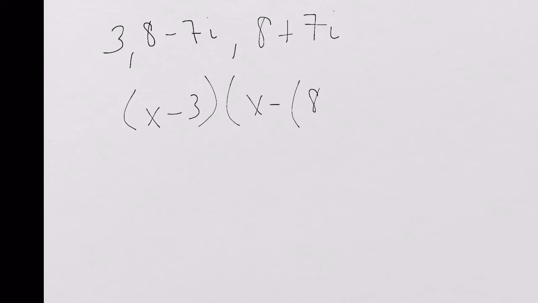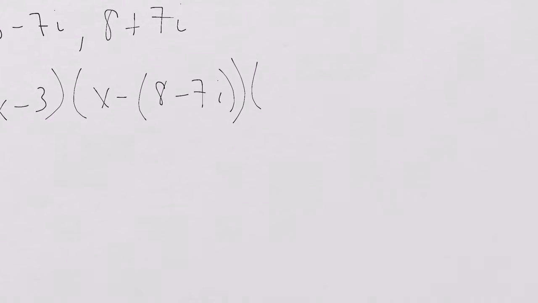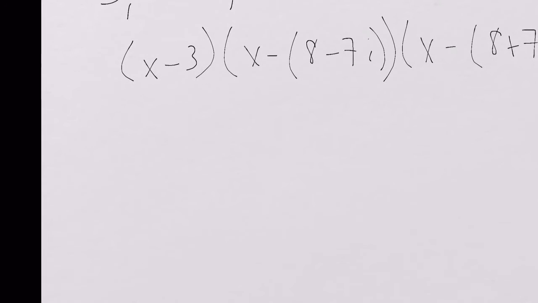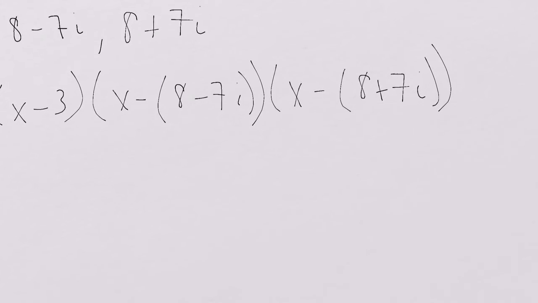So I have x minus that solution and x minus that solution. Now, I don't suggest multiplying this one and this one first. That would be a bad idea. So let's get rid of those. Let's multiply these first.